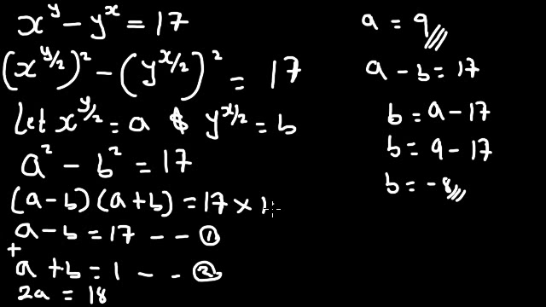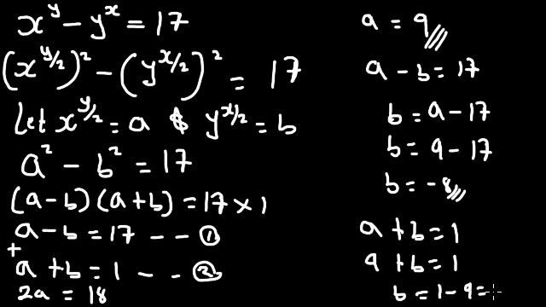That's excellent. Now, if we use equation 2, we have a plus b equal to 1. a is 9, and we are aiming to solve for b. Upon subtracting 9 from both sides, we have b equal to 1 minus 9, which is minus 8. That's perfect. So that's the value of b.